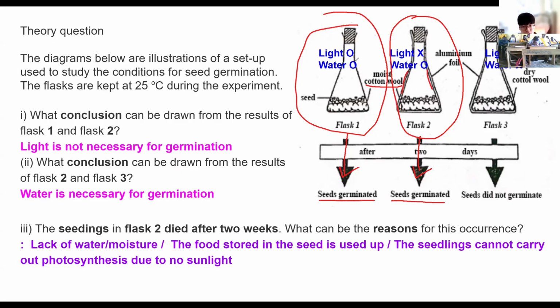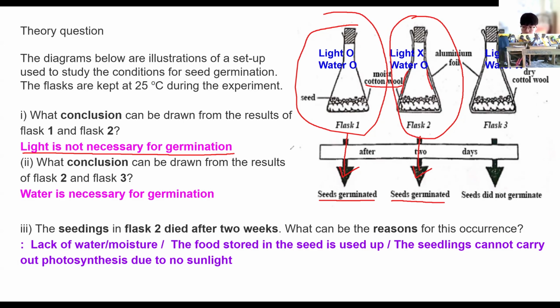The only difference was that there was no light for flask 2, right? There was no light for flask 2. There was water in both cases, but no light in flask 2. But both ultimately grew, so we can conclude that light is not necessary for germination.